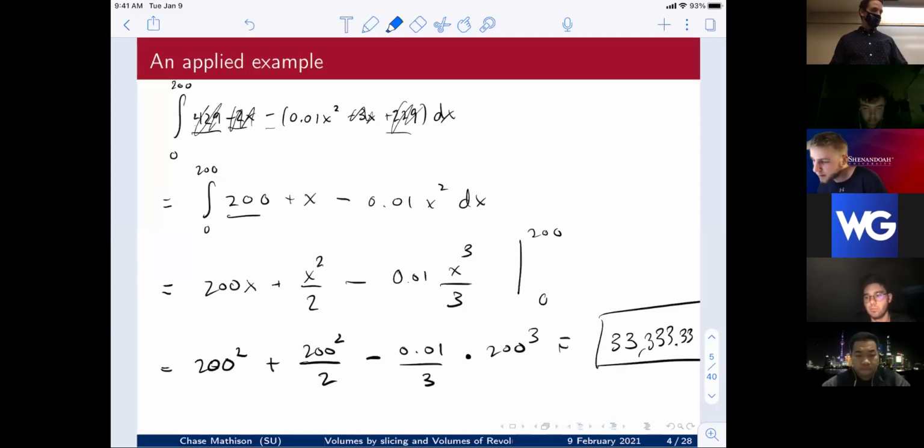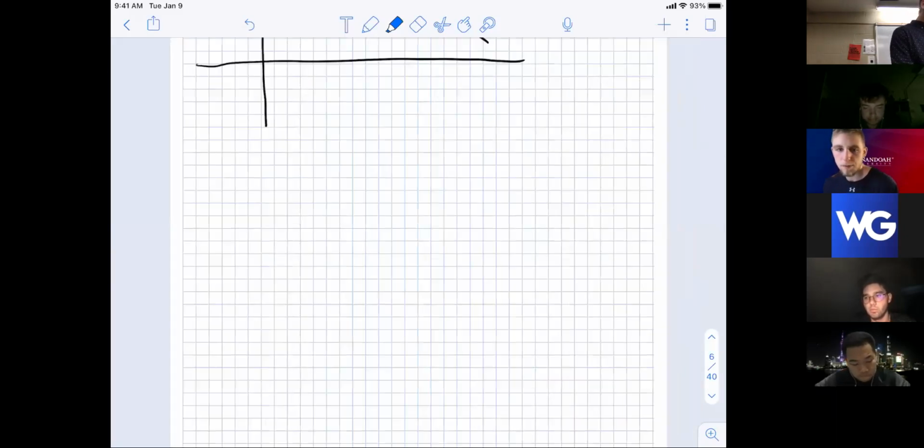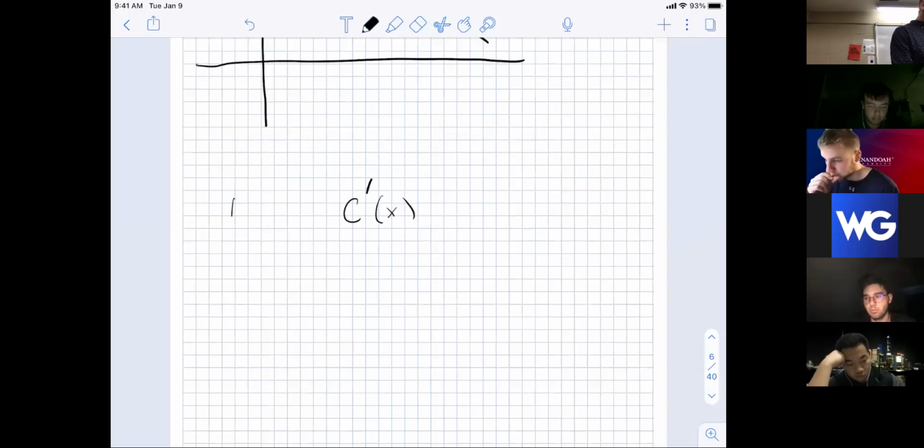Well, let's think about what we integrated. Remember that the marginal cost function that we integrated is really the derivative of just the cost function, right? So we integrated the marginal cost and the marginal revenue. We integrated this, right? This is what we integrated.